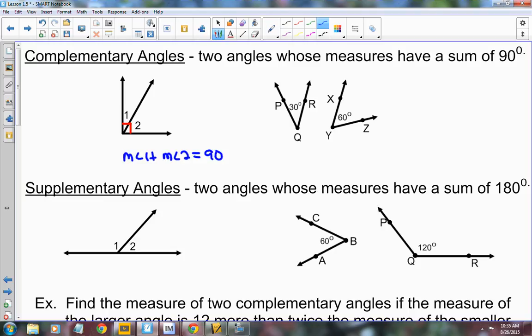Here's another pair of angles. These are just two random angles. One of them is 30 degrees, one of them is 60 degrees. But their sum is 90, so that makes them complementary. So any two angles that add together to equal 90.